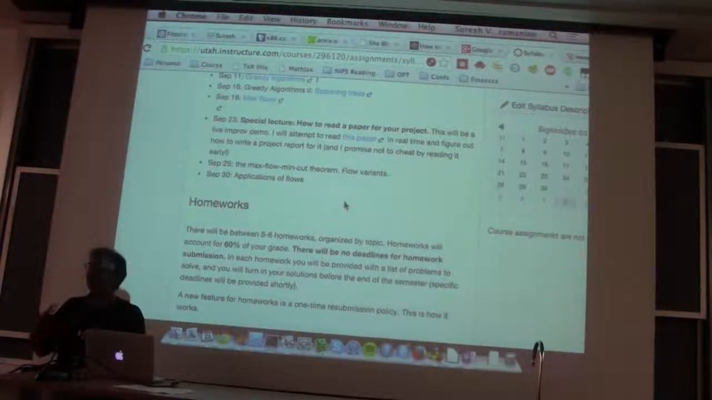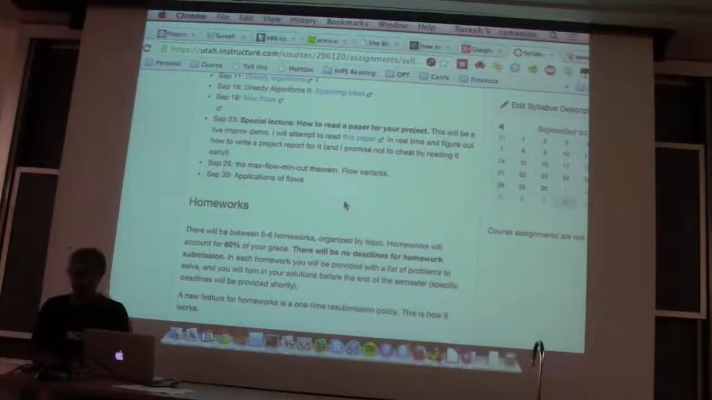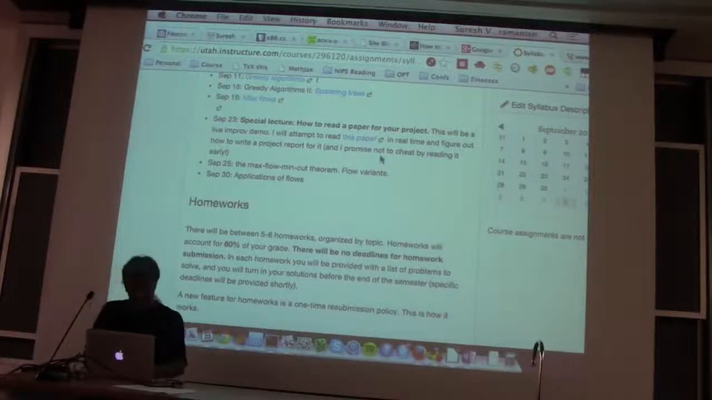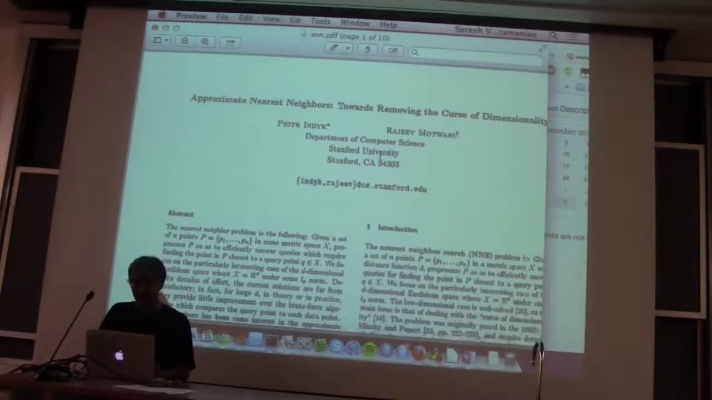And it doesn't matter what area you happen to be interested in. You do end up having to read these papers. And so I'm going to try and do that for this paper. It's a paper that appeared either in STOC or FOCS, I forget, in 1998. In retrospect, it turned out to be an extremely important paper.